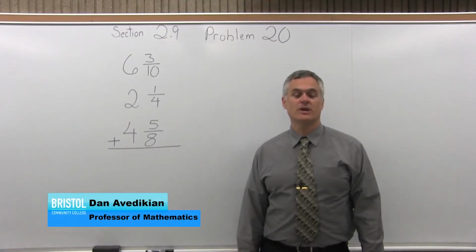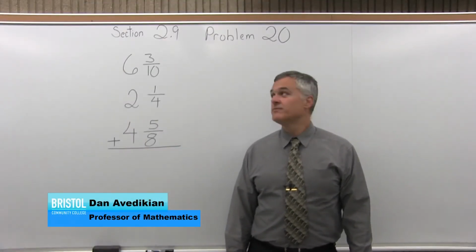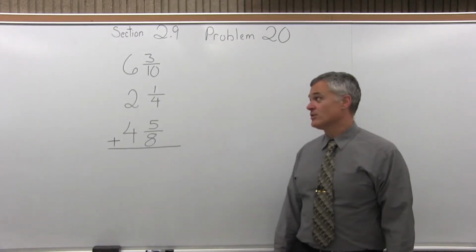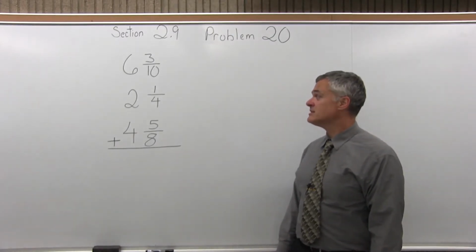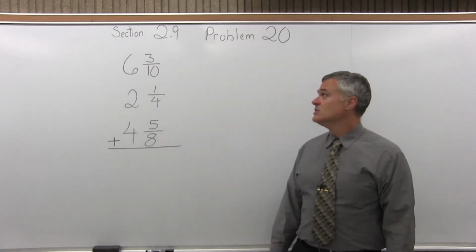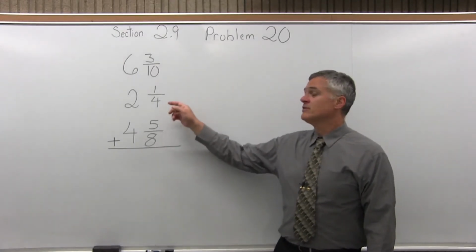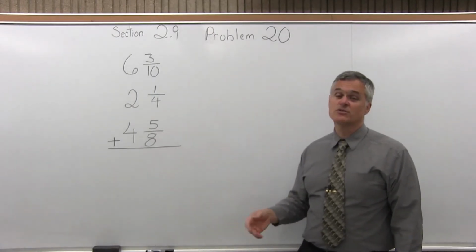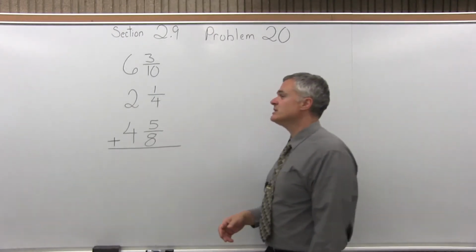This is Section 2.9, Problem 20. We have three fractions to add together, or three mixed numbers. We have 6 3/10, plus 2 1/4, plus 4 5/8. So we need to find a common denominator for each and add them together. It's the same process for two fractions or many, many fractions.